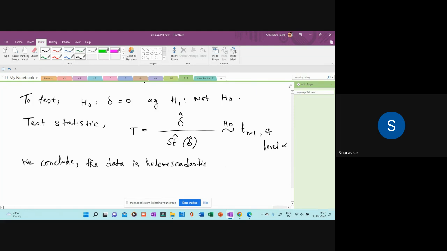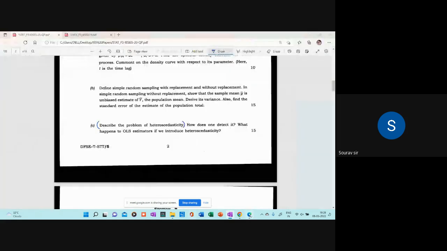The data is heteroskedastic with respect to xj if the observed value of t is greater than the tabulated value. So these are the two tests which you can apply for finding out heteroskedasticity. Now, coming to how you detect it, this portion is done.